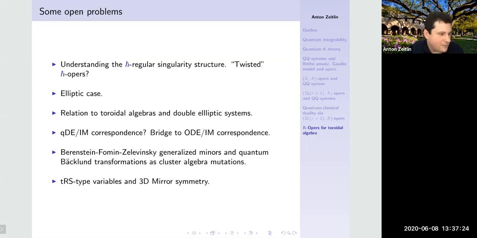Another thing is the relation of these H opers to the QDIM correspondence. That's a vast topic, and it's interesting where H opers sit in there. So let me not comment on that. This is a subject of separate development, but there is an open question there. Finally, something I told before, we met many times double Bruhat cells in this talk, and there is a relation between these Bäcklund transformations for QQ systems and cluster algebra mutations. So there's a lot to do there.